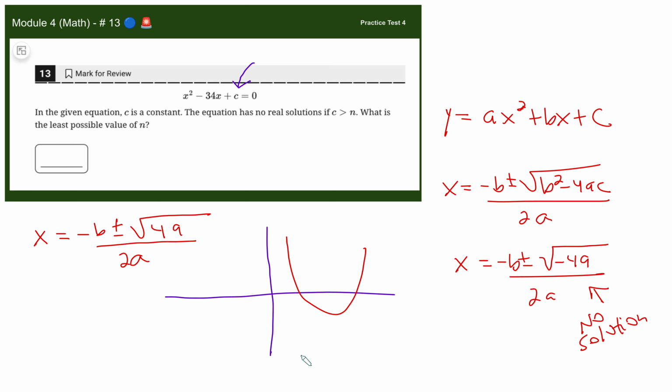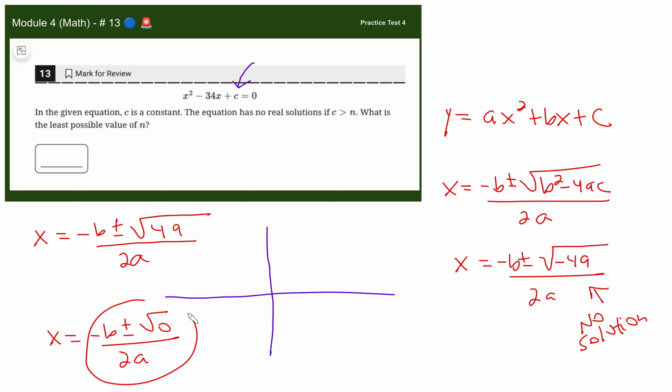Or you can get something like this, where you get x equals negative b plus or minus the square root of 0 over 2a. Well, the square root of 0 is 0, right? So negative b plus 0 is the same exact thing as negative b minus 0. So this will just give you one answer if you work this out. And if you have one answer, that means you're going to have one solution.